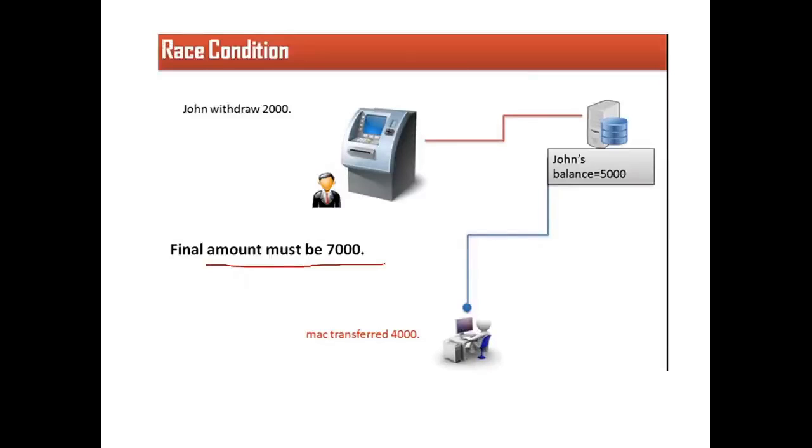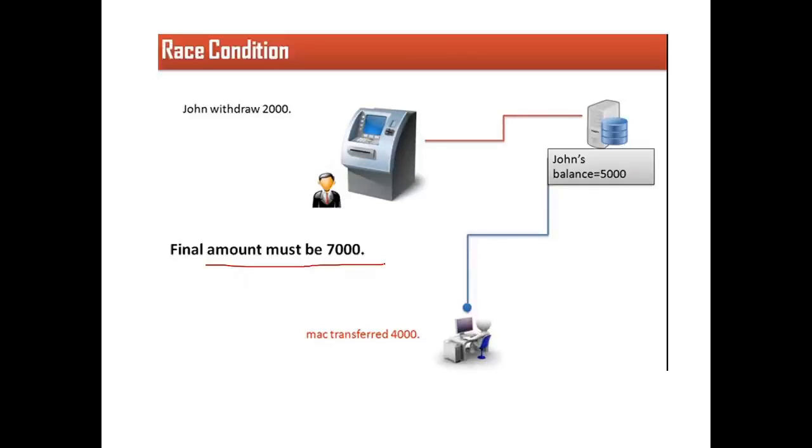But because of not being properly synchronized, and the interruption in between, before updating it on the server, the other process interrupted and read the wrong value, because of which it resulted in a wrong value. So this can be solved using the critical section problem.